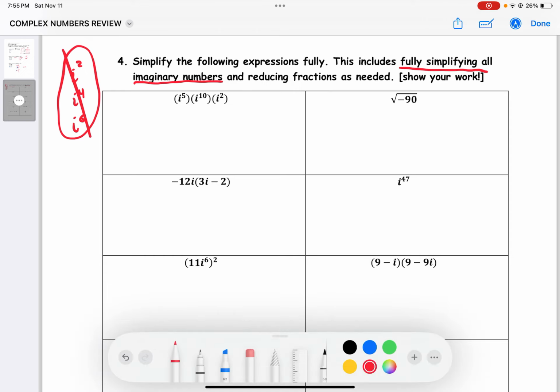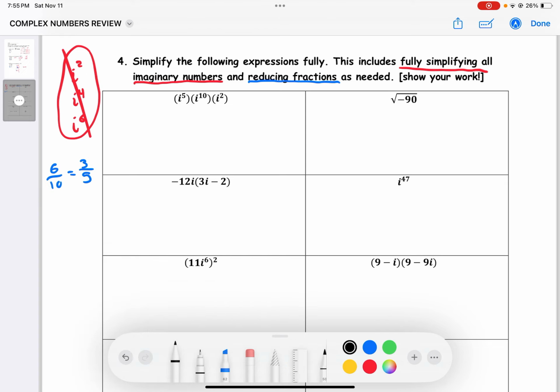And this also means reducing fractions. Right? So if I have 6 over 10, those are both even numbers, so I can cut them both in half and reduce to 3 over 5. Right? Divide them both by 2. So both of those things will lose you points if you do not simplify.